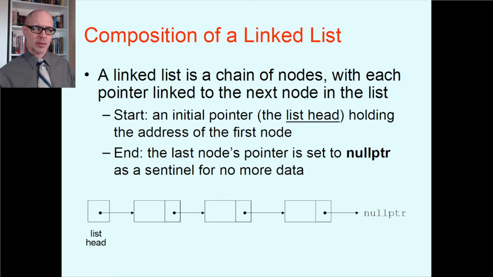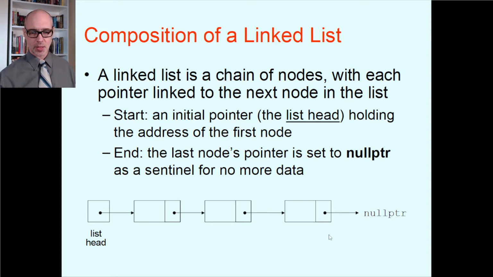Okay, so here's what the whole linked list is going to look like. A linked list is a chain of these nodes with each pointer linked to the next node in the list, right? So this is what it's going to look like in memory here. Whereas an array is all connected, contiguous in memory, these nodes could be scattered around in different parts of memory. That'll be perfectly fine, happens quite a bit. Now, at the start of the linked list, you'll need one special pointer that we refer to as the list head that holds the address of the first node. We call that the list head, the beginning of your list.